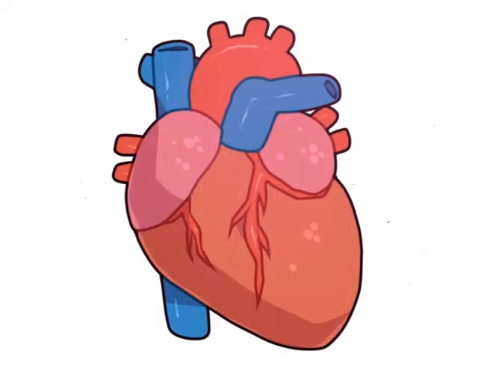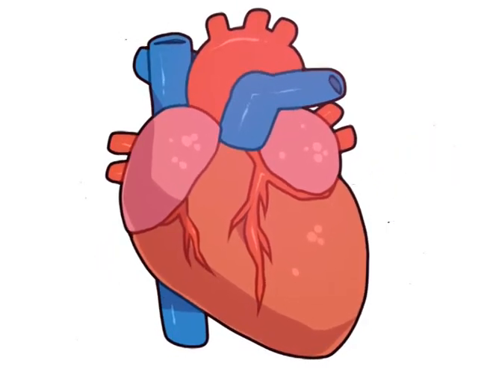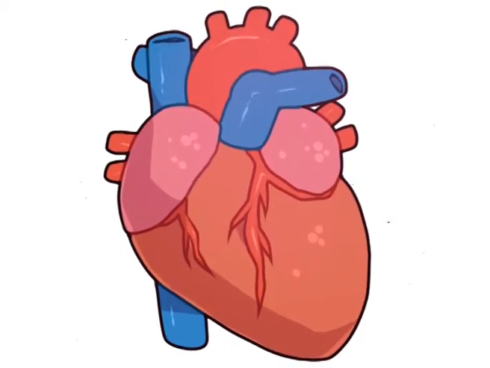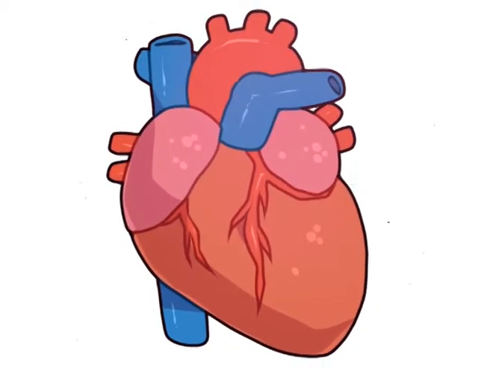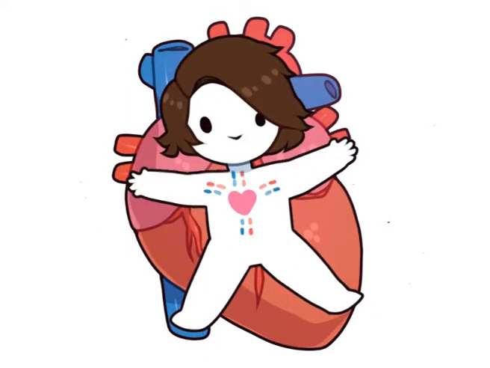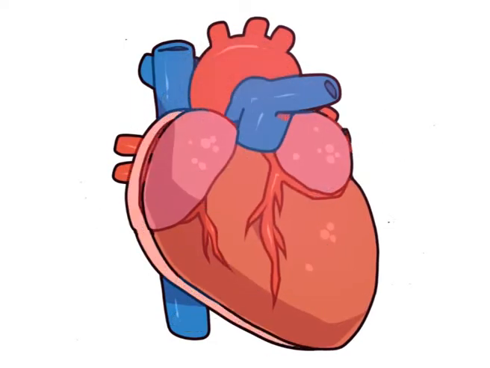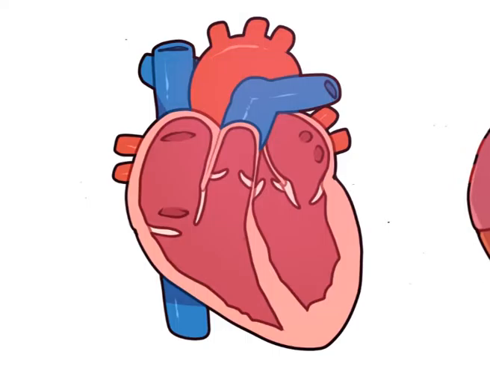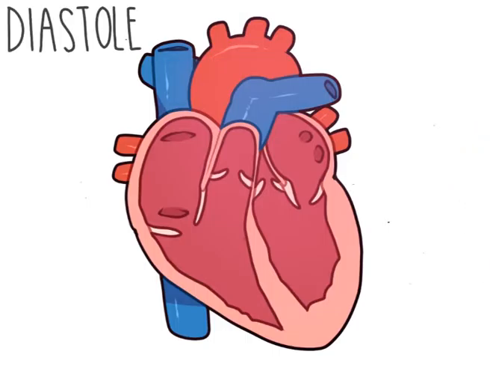This is a heart. This is its left side, which carries oxygenated blood, while this is the right side, which carries deoxygenated blood. The heart goes through the cardiac cycle, a sequence of contracting and relaxing to keep blood circulating around the body.